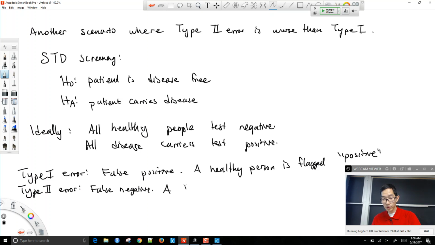Okay, so we'll say a disease carrier tests negative. Now, both of these scenarios we want to avoid. Type 1 error really sucks for the person who's healthy, okay? But from an epidemiological mindset or viewpoint, the type 2 error is worse, right? Because the type 2 error means someone who actually carries the disease believes him or herself to be healthy, and may then further spread the disease to other people. And so as far as epidemiology is concerned, a false negative is worse, okay?